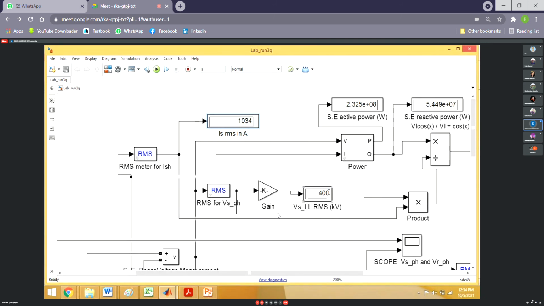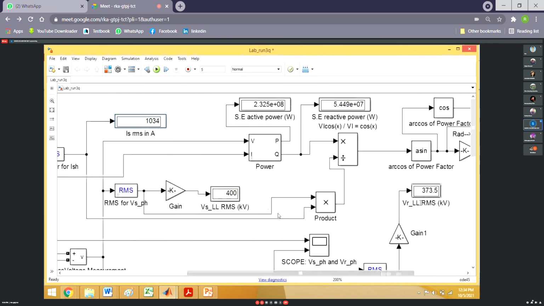Sending end RMS voltage is fixed, 400 kV. And receiving end voltage is 373.5 kV. Now, if you want to verify your result with your theoretical values, then you should take receiving end voltage as 373.5 kV, find out the ABCD parameters, and calculate the VS and IS, you will get the same type of result. Then sending end power factor, active power is 2.5 10 to the power 8.